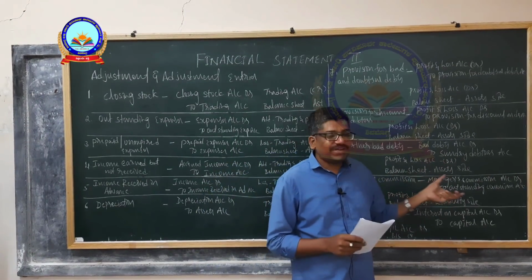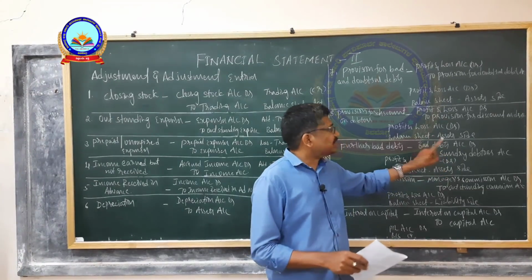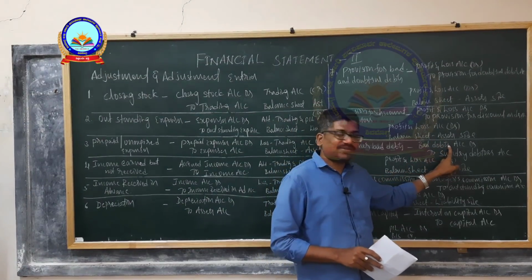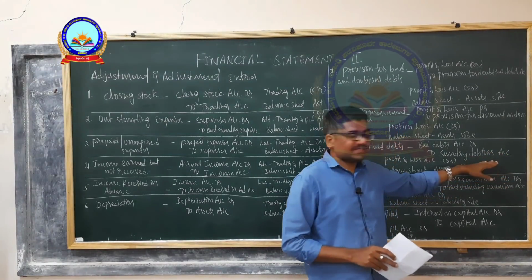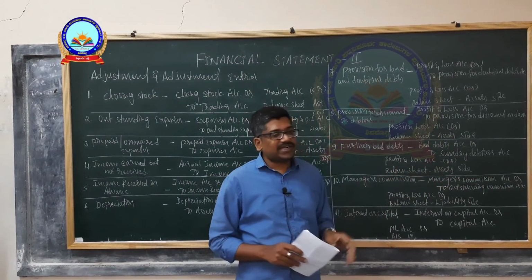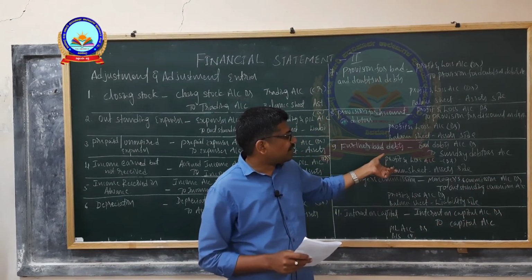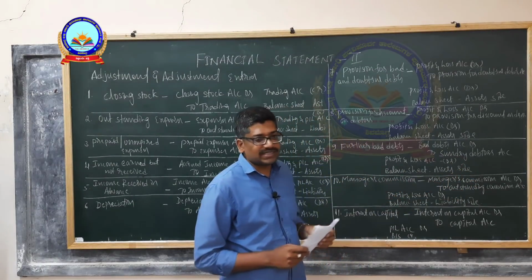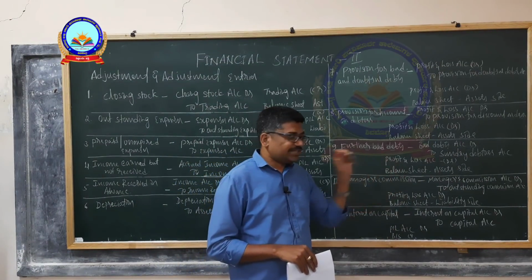The journal entry we need to pass is: bad debts account debit. Bad debts is an expenditure, so further bad debts will add to the expenditure. So we pass bad debts account debit to sundry debtors account, because we subtract from the debtors account. Where to record? We record it on the debit side of the profit and loss account, and in the balance sheet on the asset side we subtract it from the debtors. Next, manager's commission.